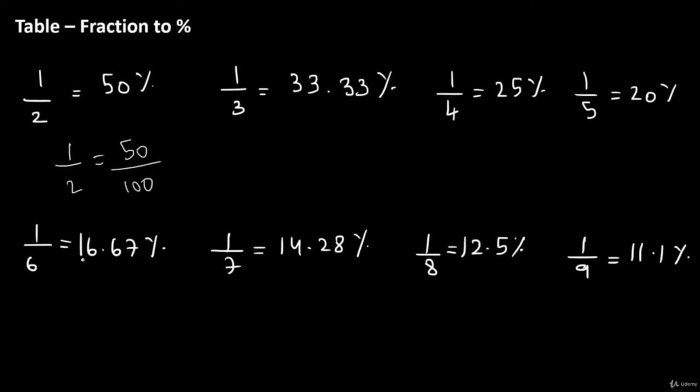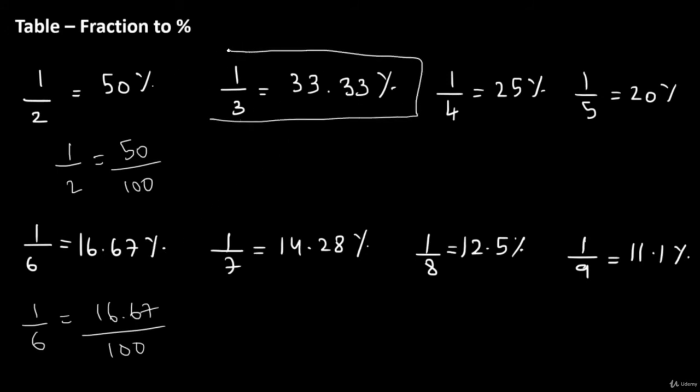Or say 1 by 6 is 16.67%. What does this mean? So that means 1 by 6 can also be written as 16.67 by 100. Now this is an approximation. This keeps going as 16.6666 etc. And we approximate it as 16.67. Alright. Now if you know these, you can easily find, for example, 2 by 3.